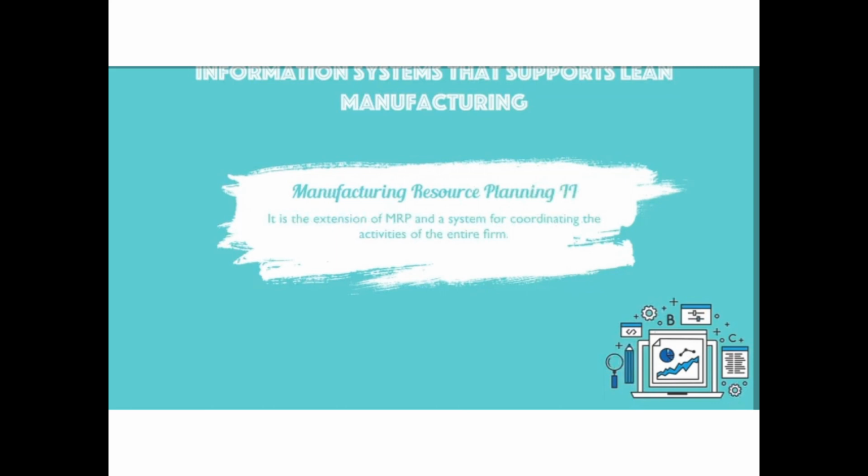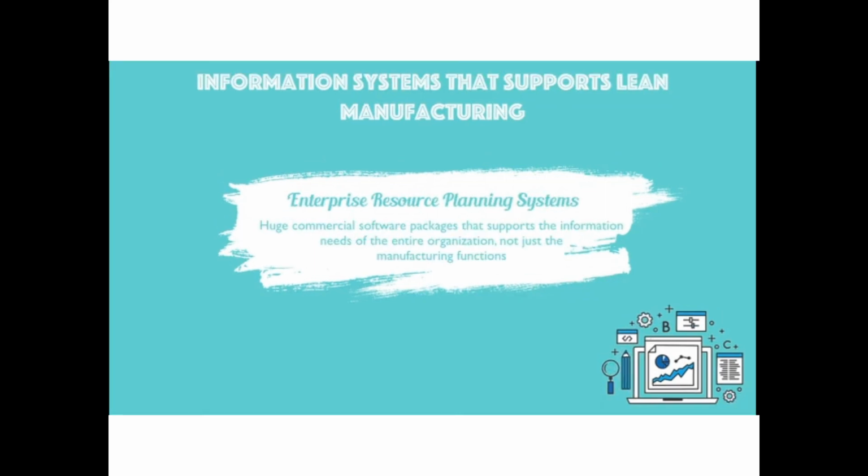The second one is manufacturing resource planning. It is an extension of MRP and a system for coordinating the activities of the entire firm. Then the last part of our report is the enterprise resource planning system. Enterprise resource planning systems use commercial software packages that support the information needs of the entire organization, not just the manufacturing functions. To explain further, it automates business functions, along with full financial and managerial reporting capability.